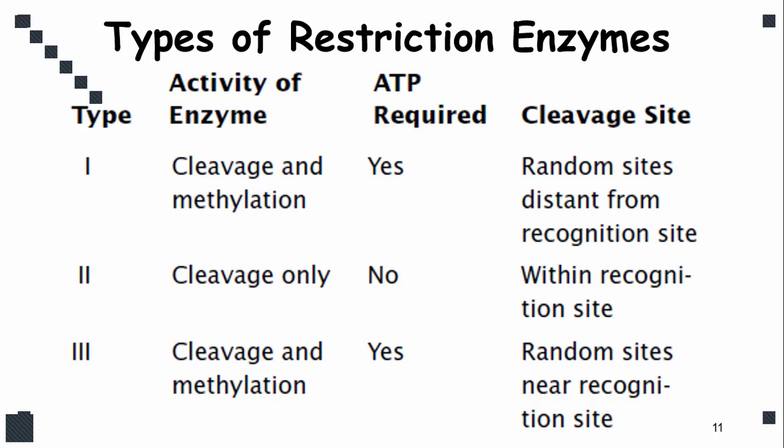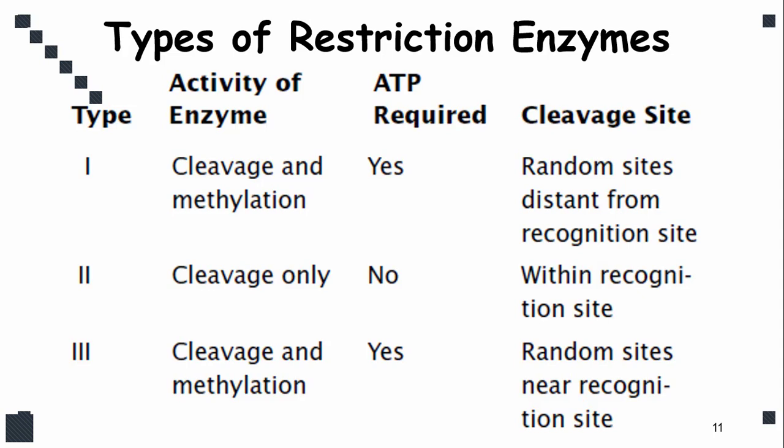Now let's look at the activities of these enzymes. Under the activities of type 1, you can see they do cleavage and methylation. Under number 2, they do cleavage only, and under number 3, they do cleavage and methylation. So what was that supposed to mean? Is ATP required? ATP is required in type 1 and in type 3. Then cleavage sites, type 1 and type 3, they're actually random.